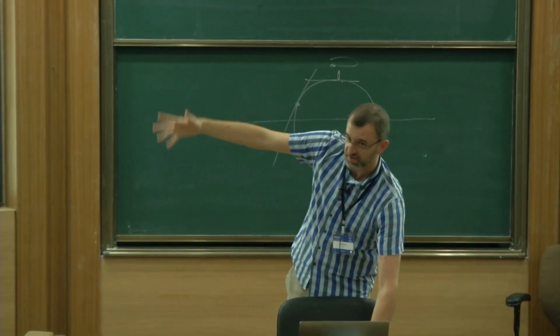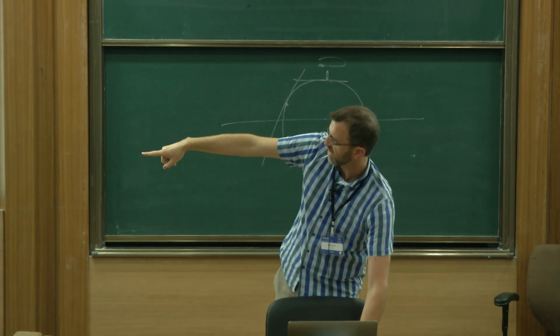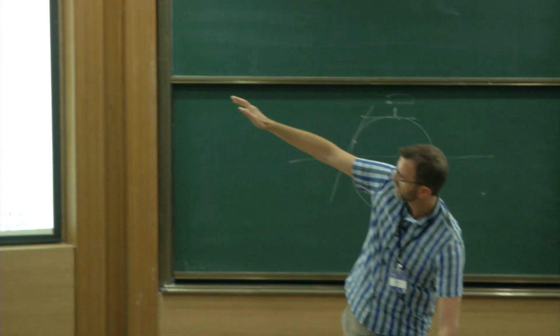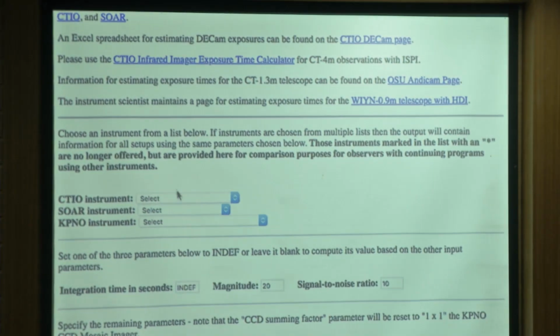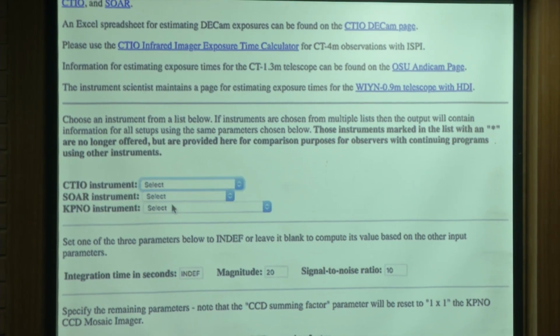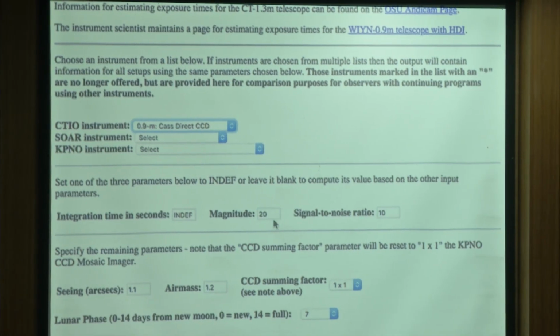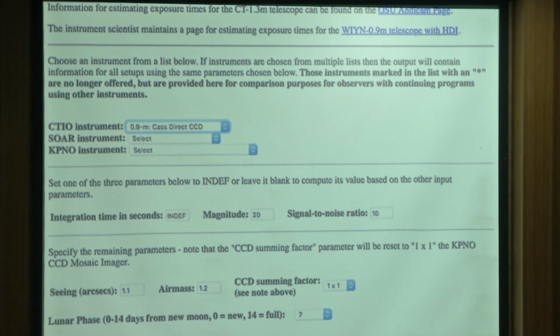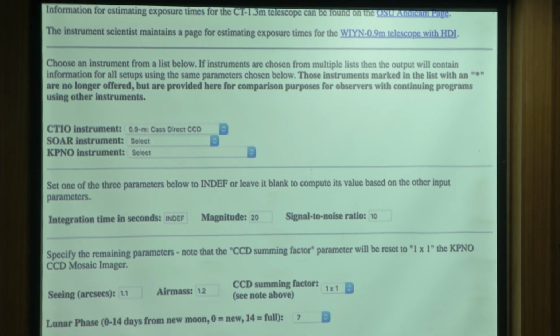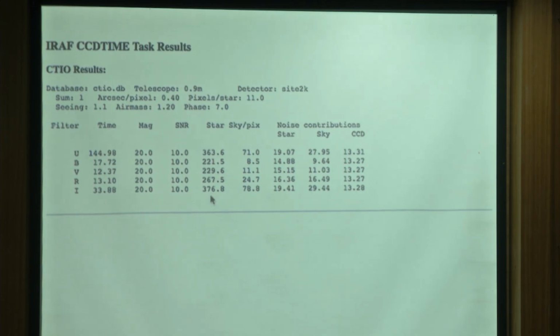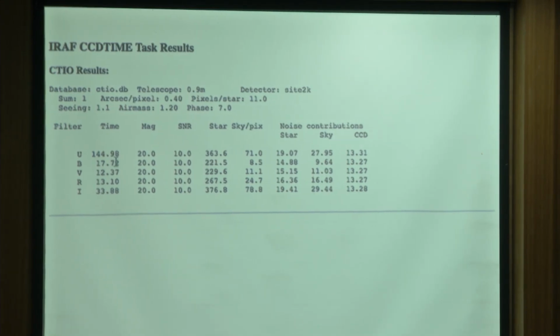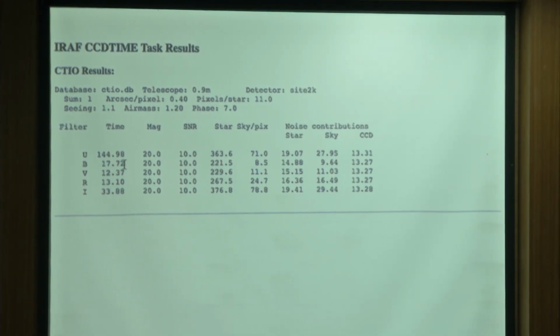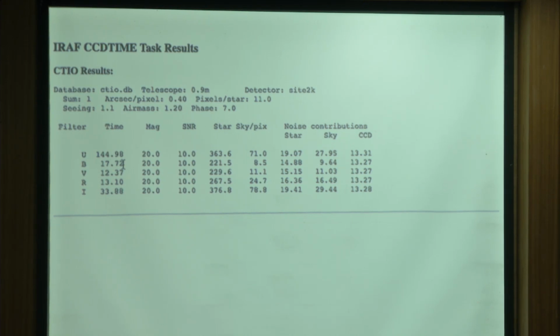If not, what you can do is go to one of these websites that someone else has done this for, like these nice ones that NOAO has put out. You can go to their website and say, I have a telescope that's similar to this 0.9 meter here, and I'm looking at a 20th magnitude object. And I want a signal to noise of 10 at this air mass and with this seeing, and you can calculate that, and it'll give you some numbers, and it'll tell you that you have to expose in the B band for 17 seconds, right? This is a fairly bright target.